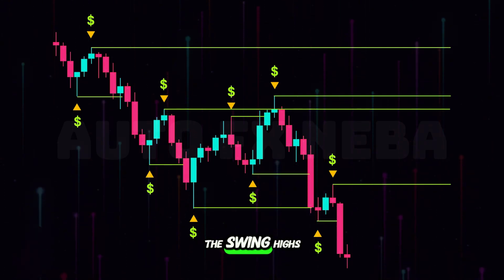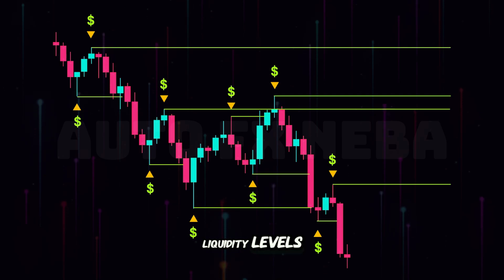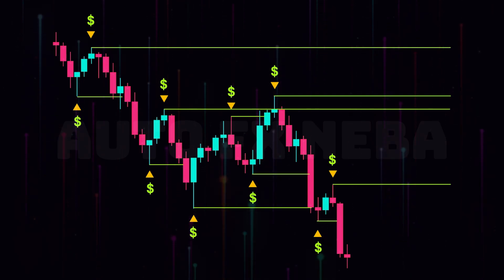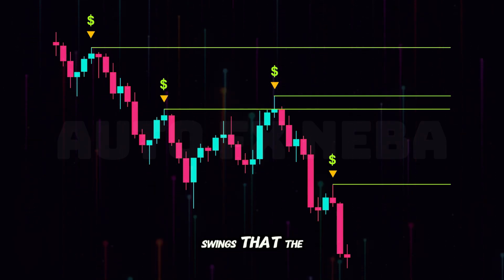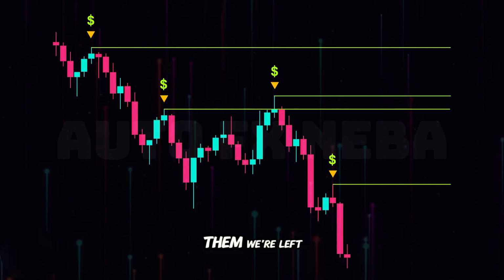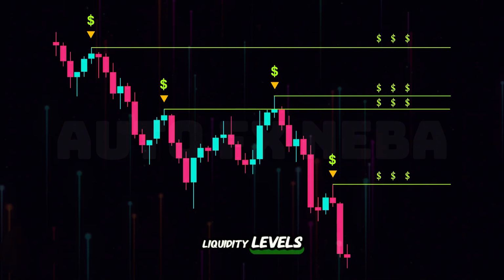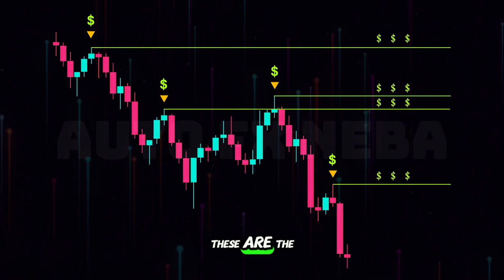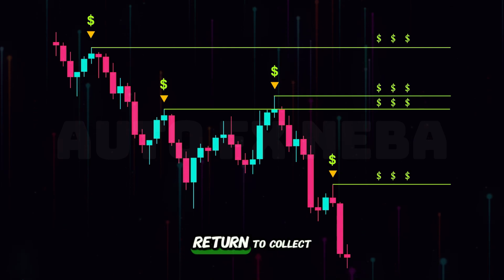So we mark the swing highs and lows as liquidity levels, but only if they are unmitigated. So, let's remove swings that the price has already broken through. Once we remove them, we're left with the active liquidity levels, the ones that still matter. These are the areas where the market is likely to return to collect orders.